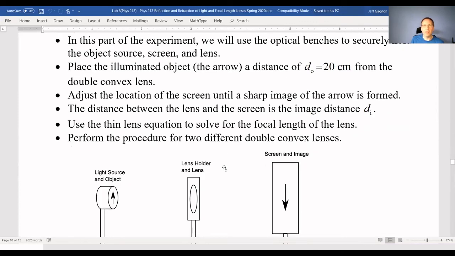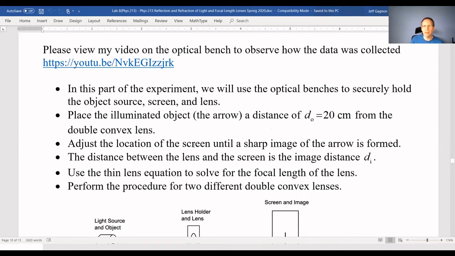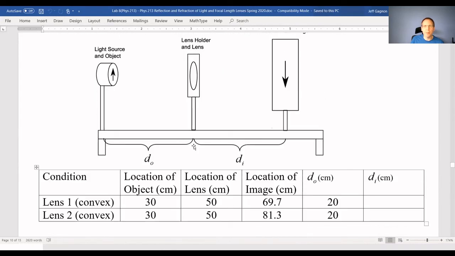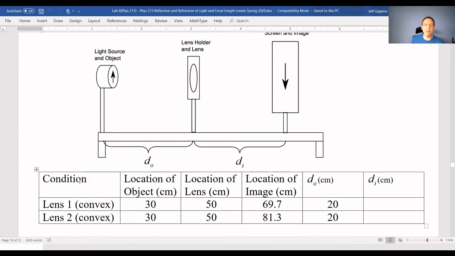For the first part of the experiment, the object distance is set to be 20 centimeters from the lens. Basically, what I have here in the first table is the location of the lens. I had this bench, and it has a meter stick on it. I left the lens holder, which has the lens in it, at 50 centimeters, and I put the object at 30 centimeters. So that means this object distance, DO, and I filled it in for you, has to be 20. So that's set to be 20.